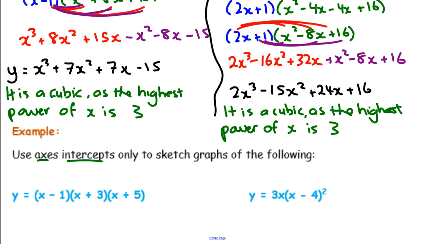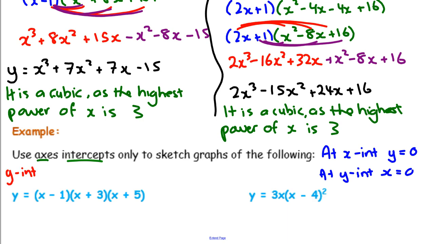So remember, at the x-intercept, y equals 0, and at the y-intercept, x equals 0. That's important information to use here. So I'm going to work out the y-intercept. I might just do it over here, because at the y-intercept, x equals 0. So the y-intercept is 0 minus 1, 0 plus 3, 0 plus 5, which of course is negative 1 times 3 times 5. And what's negative 1 times 3? It's negative 3. Negative 3 times 5 is negative 15. So we've got the y-intercept.